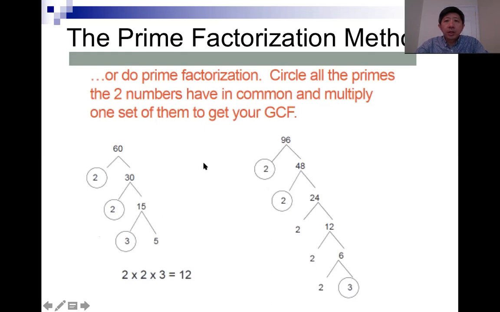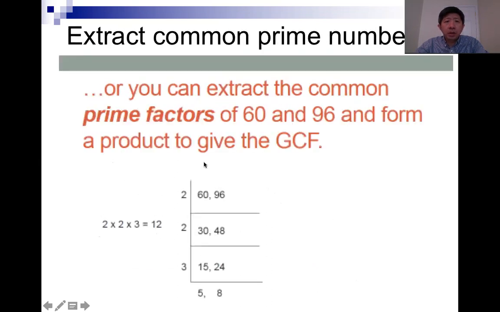Let's take a look at the next method. The next method is called extract common prime numbers. You write down 60 here and 96 here, and you want to divide both by 2, a prime number. You get 30 and 48. Now 30 and 48, we can both divide by 2 again. Once we divide by 2, we get 15, and 48 divided by 2, we get 24. So therefore, we have 15 and 24.